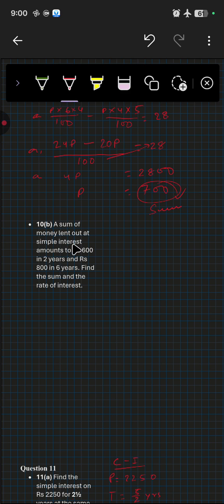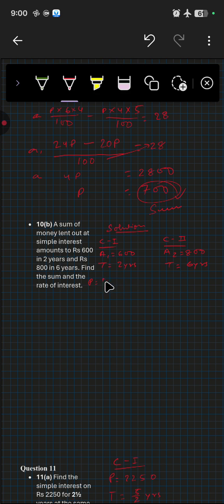A sum of money lent out at a simple interest amounts to rupees 600 in 2 years and rupees 800 in 6 years. So this is the same question which I have explained before. There are two cases, case 1, case 2. In both the cases, principal and rate are same and amount is different. So amount 1 is rupees 600 and amount 2 is rupees 800. Amount 2 is for 6 years and amount 1 is for 2 years. Now principal we have to find. Both the principal will be same, right?